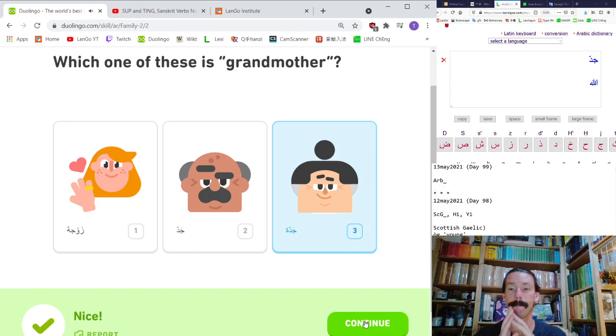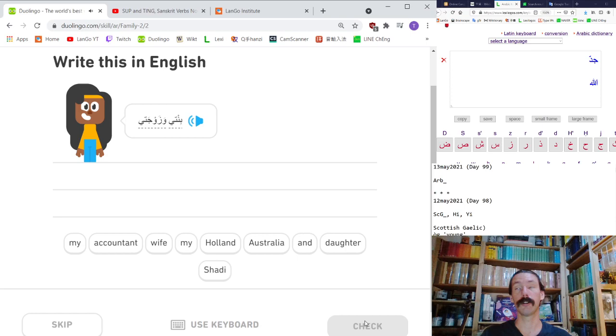Binti wa zawjati. Okay, so zaujati, these are possessive ones. Binti, my daughter. The T feminine, yeah, this is very cool.